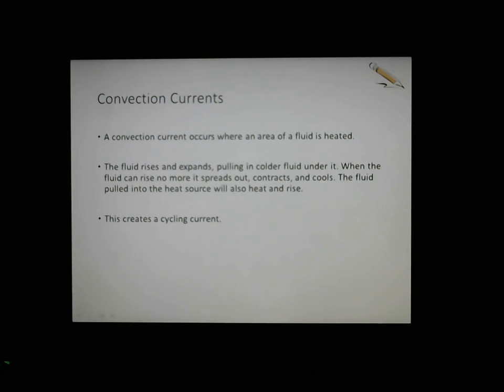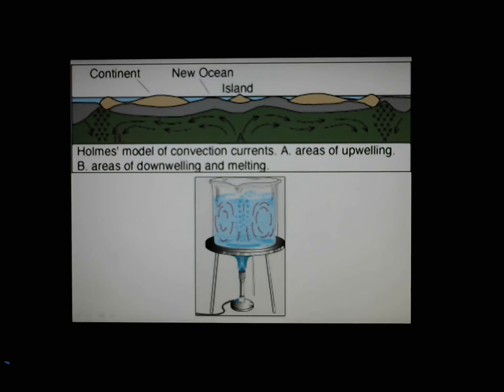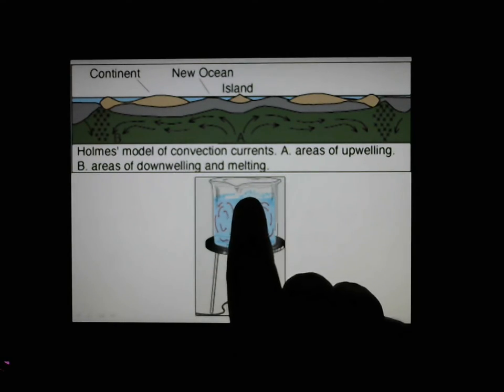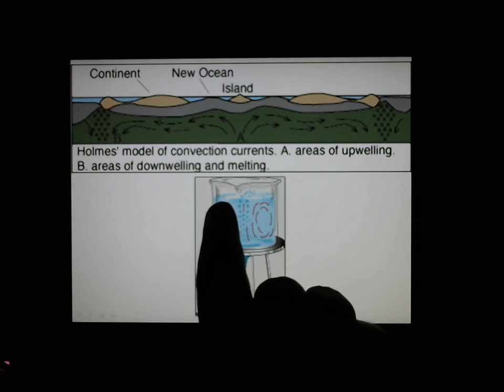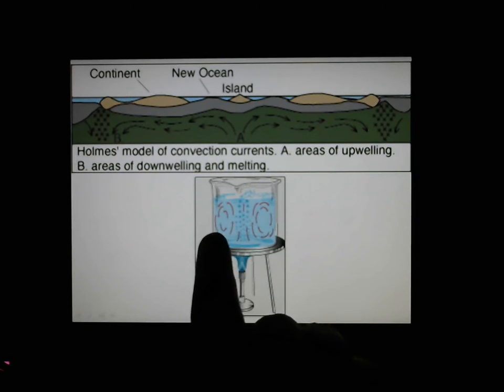Now, we'll see this when we get back to school after lockdown finishes, so I will show you this as well. But here's an example of this with a diagram of a Bunsen burner. So you can see here we've got our Bunsen burner, it's heating up the middle, the water is rising, gets to the top, spreads down, and then as it cools it starts to sink again, and we get this cycling effect. And the same thing happens in the earth.